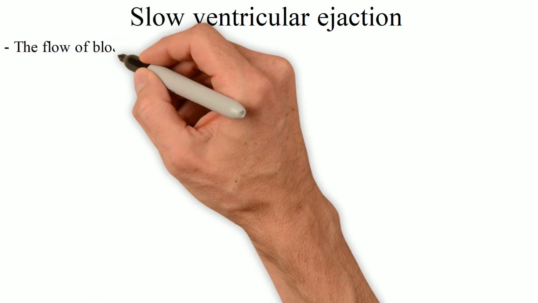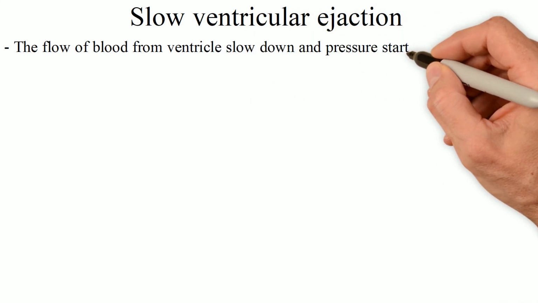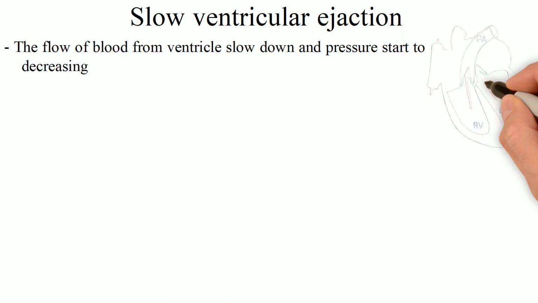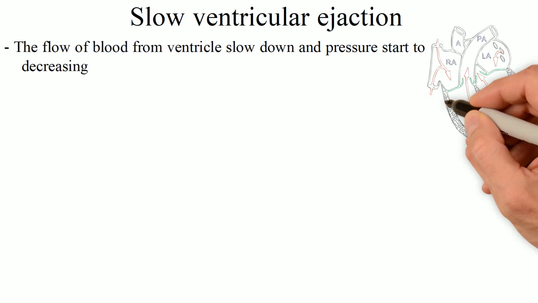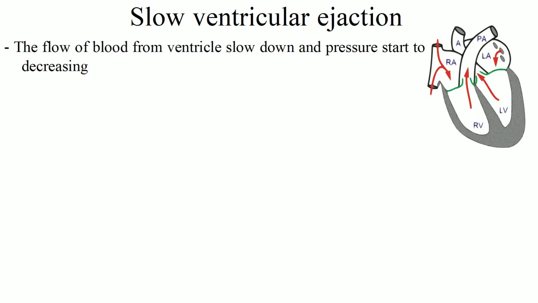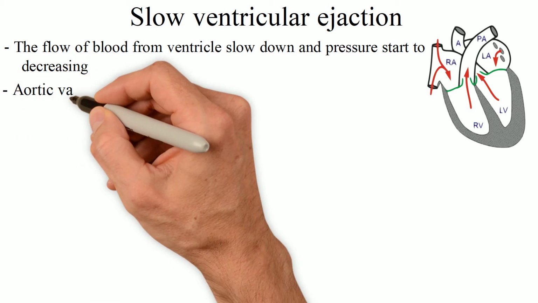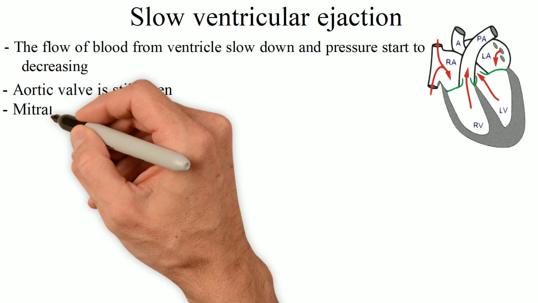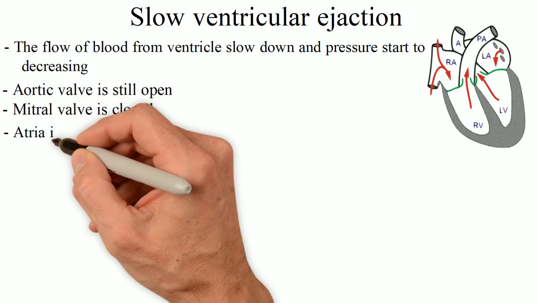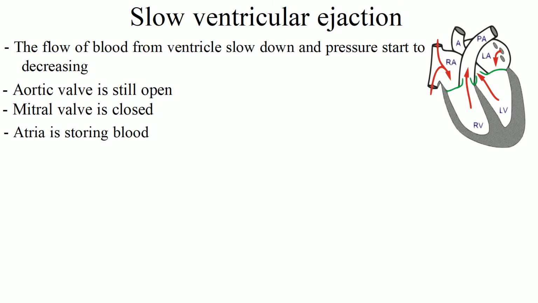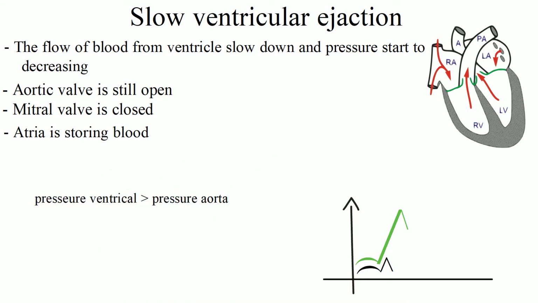In this phase, the ventricle is still contracting and the blood from the ventricle is passing into the aorta, but the speed is slowing down and the pressure in the ventricle is decreasing gradually. In this phase, the aortic valve is still open, the mitral valve is closed, which means that the atrium is still storing blood which is coming from the lungs. As you can see in the graph, there is a decrease in ventricular pressure, but it is still higher than aortic pressure, and the pressure in the atrium is rising gradually.